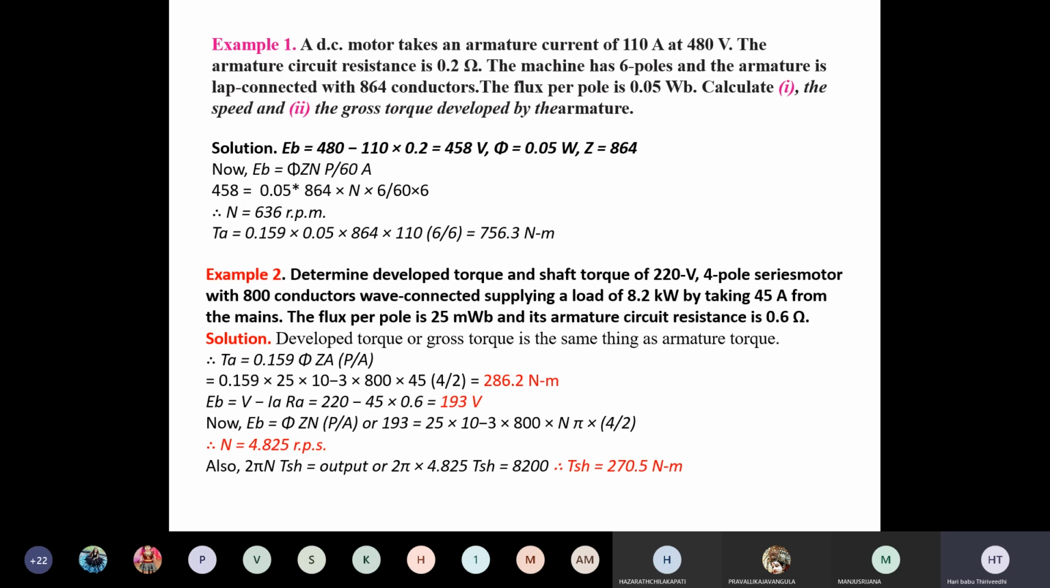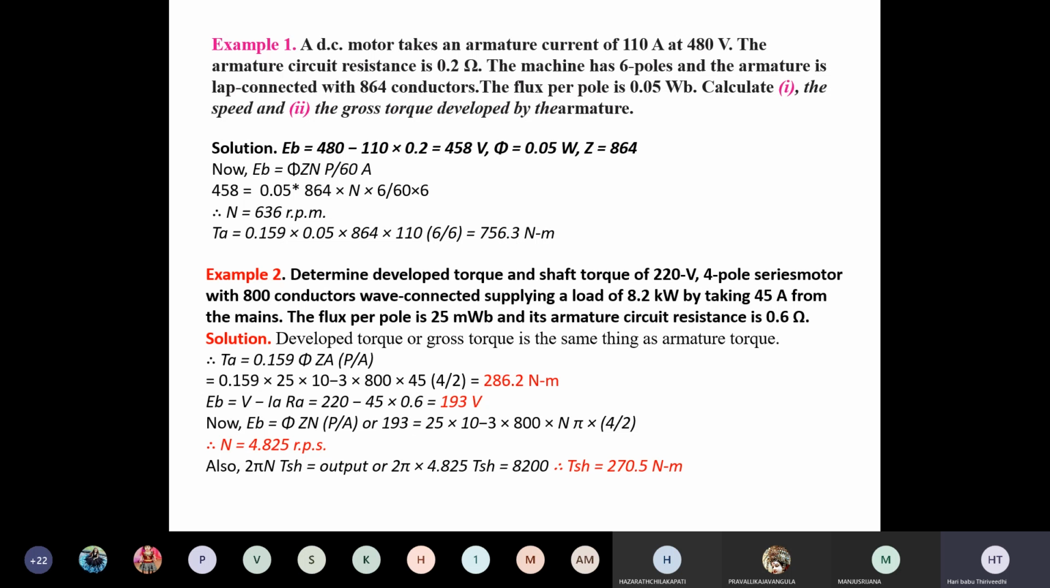And shaft torque, we know the formula. Shaft torque is equal to 9.55 into output by N, right? So by using the two formulas, we can easily find out the armature torque and shaft torque, right? So developed torque or gross torque or armature torque, all are the same.